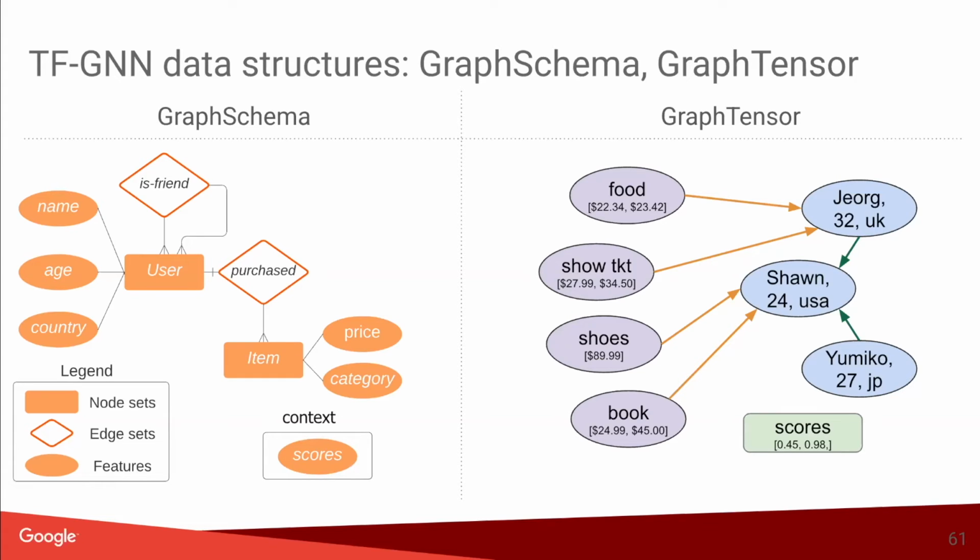Finally, you can declare a context feature such as the scores here, which is a graph level feature, and it will respectively be present in the graph tensor. And the context is a graph level feature applying to the whole graph. And you can use this for graph regression or graph classification tasks. An example can be given from the chemistry molecule graphs, where you can use the context to represent, let's say, the toxicity of the molecule.